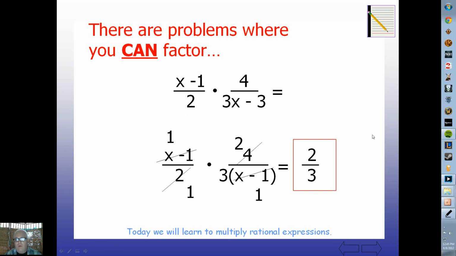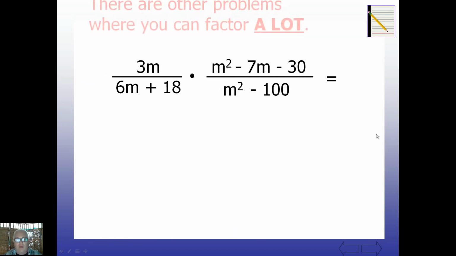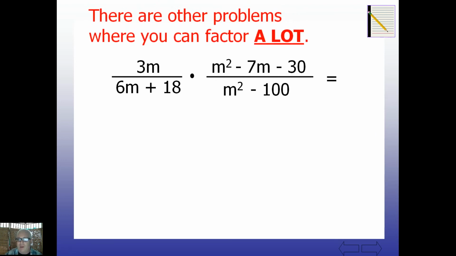Okay, how about this? Now, oh boy, there are other problems where you can factor a lot. So you've got 3m over 6m plus 18 times m squared minus 7m minus 30 over m squared minus 100. I think I'm seeing evil twins down here at the bottom, right? A perfect square, subtraction. So jot this one down in your notes. This is a really healthy example for you to see.